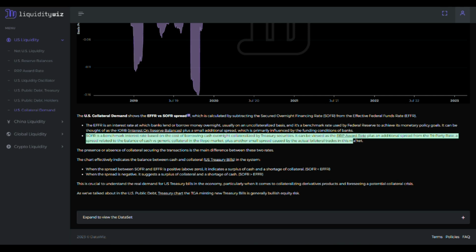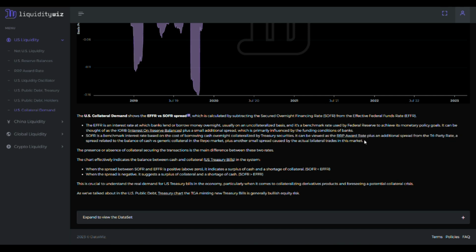SOFR instead is an interest rate based on the cost of borrowing cash overnight in the repo market, as we also explained in its own episode, where transactions are collateralized by Treasury securities. Keep in mind this collateralized versus uncollateralized distinction between these two rates, because it's a key point. By the way, SOFR can be viewed as the repo award rate plus an additional spread from the tri-party rate, which is also related to the balance of cash versus general collateral in the repo market, plus another small spread caused by the actual trades.